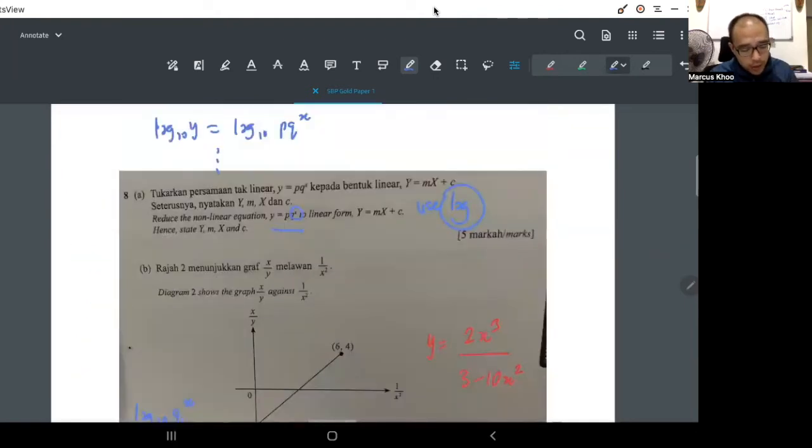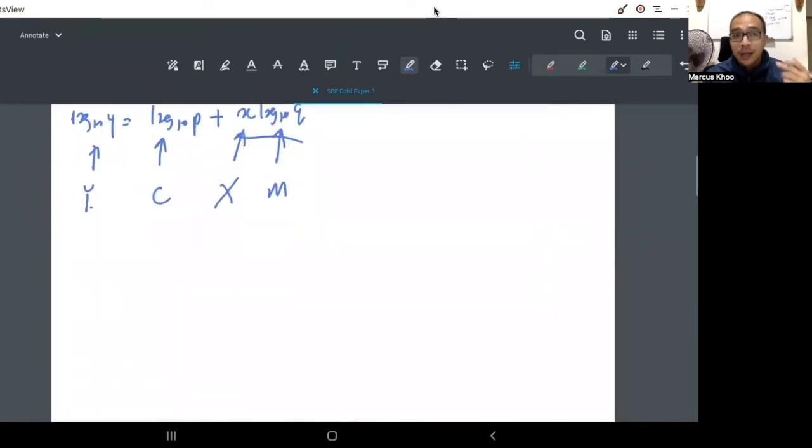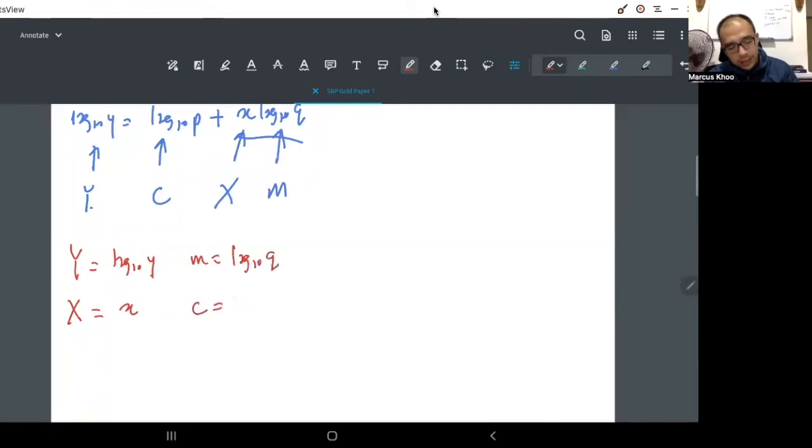Now, if you see a question like this, state what is y, what is m, what is x, what is c. You need to write the answer down very explicitly. Don't just draw arrows. Write it down specifically. Y is log 10 y. X is x. The gradient is log 10 q and c is log 10 p. Write it out so that it's very clear.